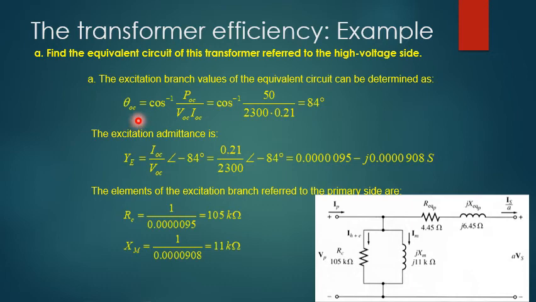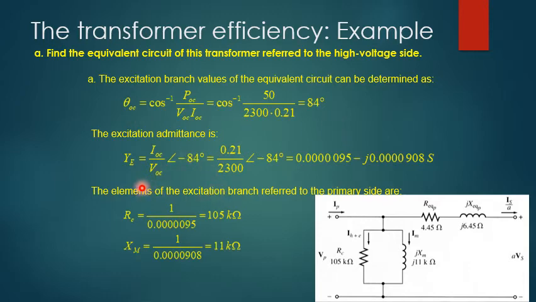Cos of theta open circuit is equal to power open circuit divided by the voltage and the current recorded in the open circuit test. So if we take the cos inverse, the power in the open circuit test was 50 watts divided by the open circuit voltage of 2300 volts multiplied by 0.21 amperes of current, and it comes out to be 84 degrees. So in the excitation branch, in case of open circuit, theta was 84 degrees.